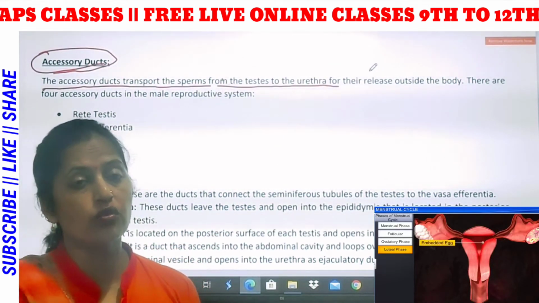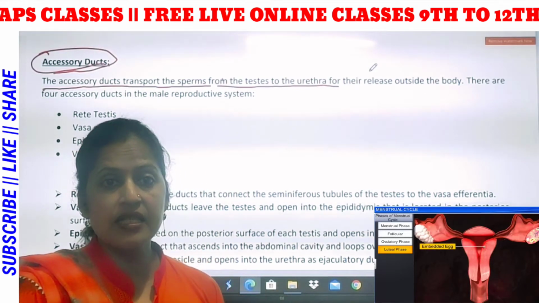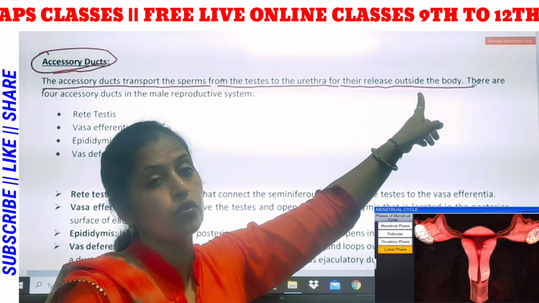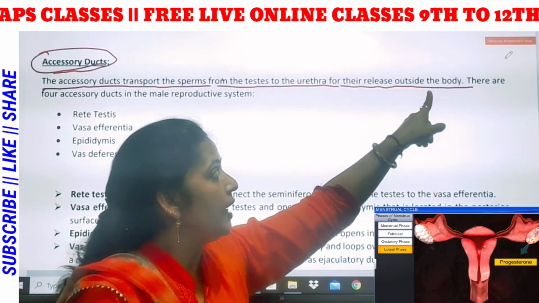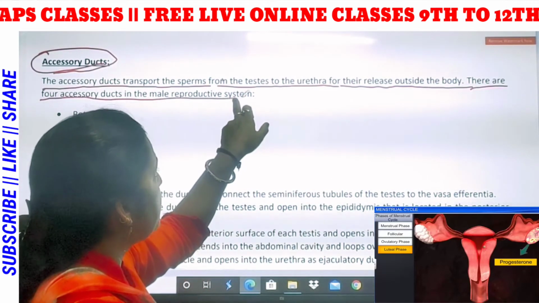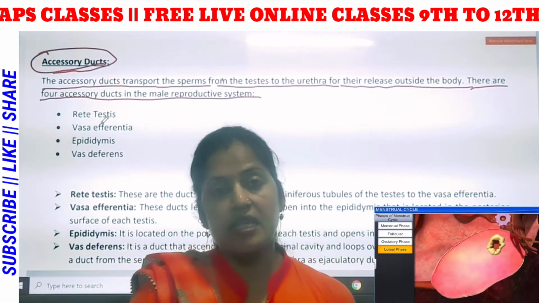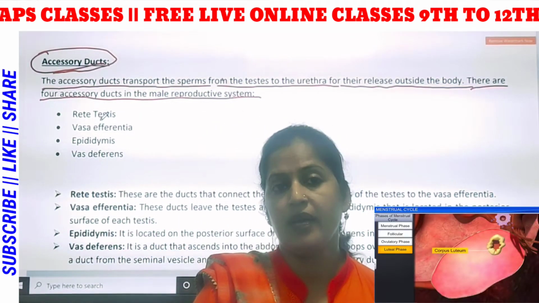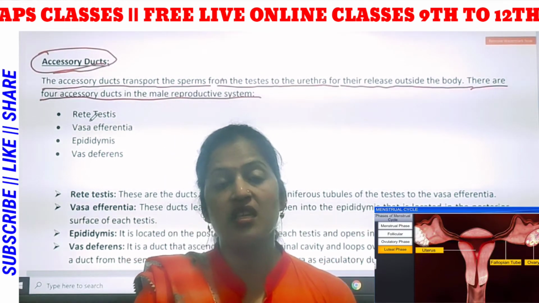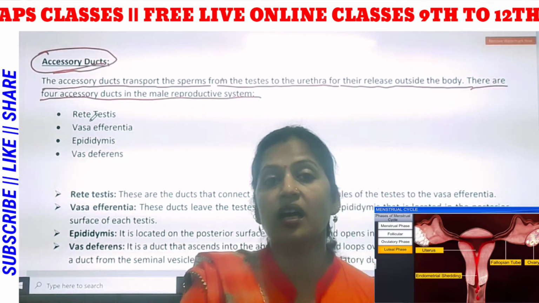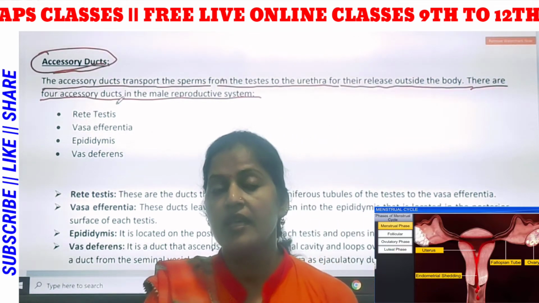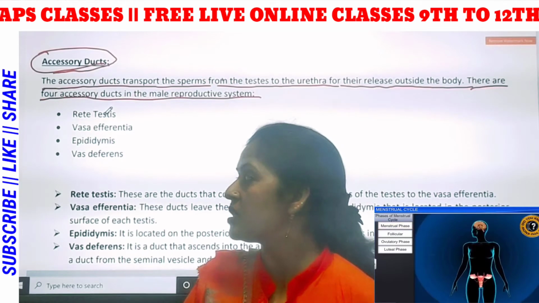अब वो sperms का जो transportation है वो कहां से हो रहा है, testes से कहां हो रहा है, urethra में, for the release outside the body, और फिर वो उसको कहां release करते हैं, outside the body. There are 4 accessory ducts in the male reproductive system. That means हमें ये पता चल गया कि accessory ducts का जो main work है, the main work of the accessory duct is to transport the sperms from the testes to the urethra outside the body. And there are mainly 4 types of accessory ducts involved in the male reproductive system.